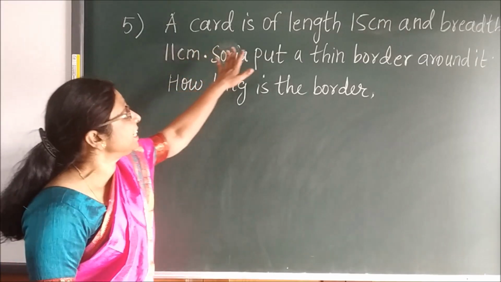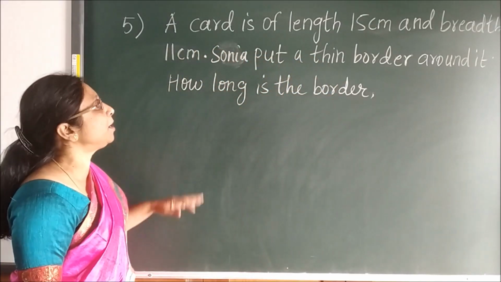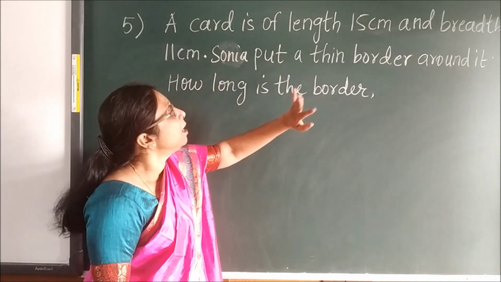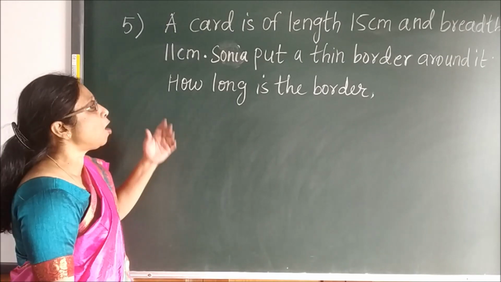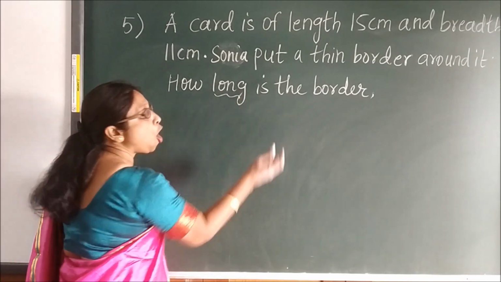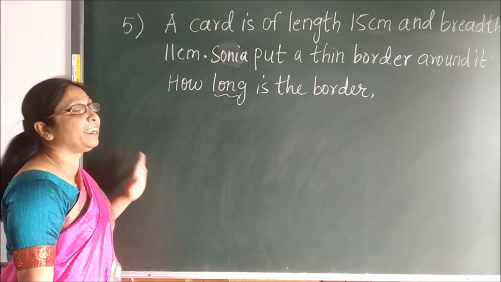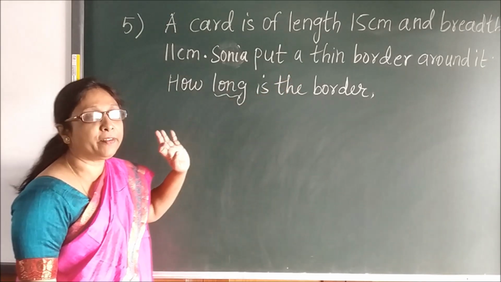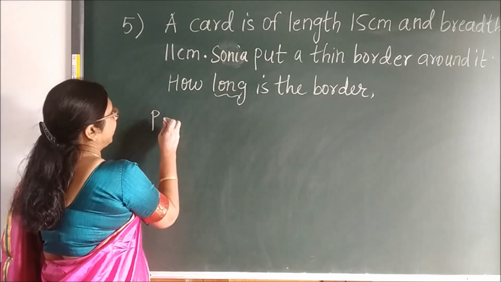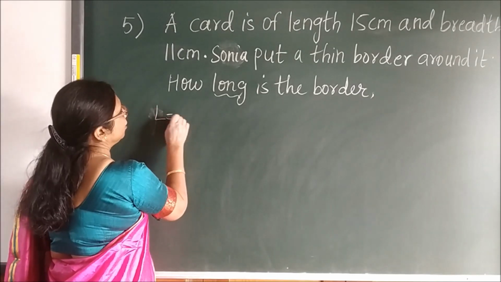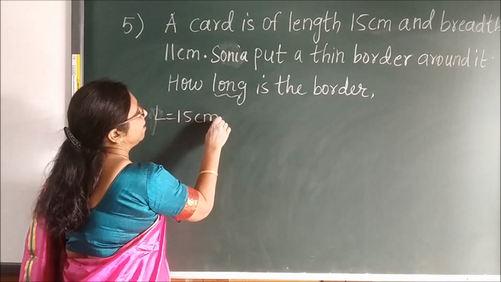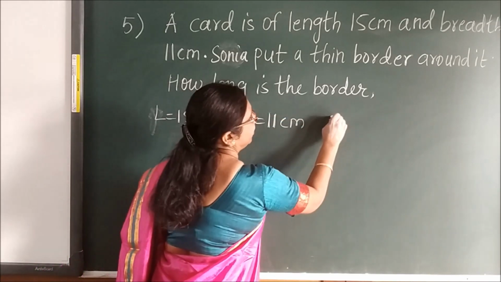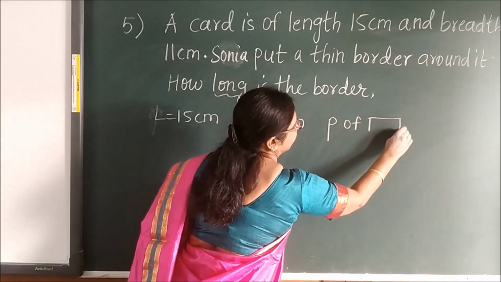Now a card is of length 15 centimeter and breadth 11 centimeter, and Sonia puts a thin border around it. How long is the border? Now long, length, distance, it indicates perimeter. Now perimeter of what you have to find? Length and breadth is given. So perimeter of rectangle. First you mention what are the things given. 15 centimeters the length, breadth is 11 centimeter, and you have to find here perimeter of rectangle.